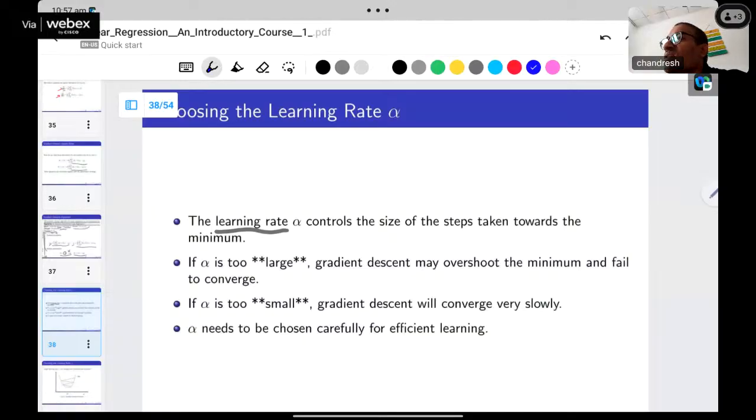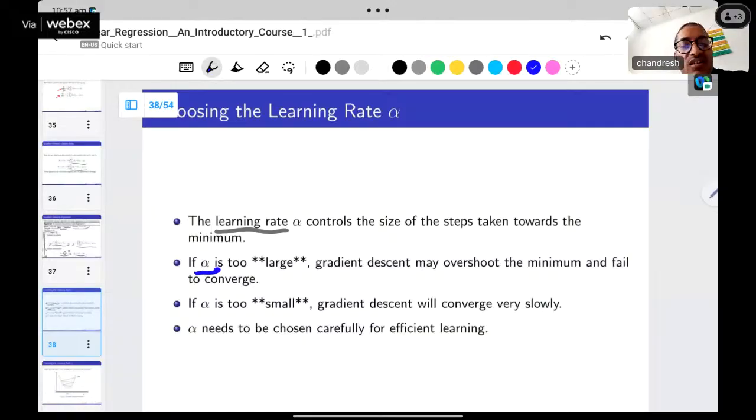Let's say there is a baby with you, and both of you want to go to the bottom of the hill. Who will reach faster? Obviously, the person who takes a bigger step. A baby takes very small steps, so the baby will take more time than you to reach the bottom. So that's the role of alpha in our optimization algorithm.